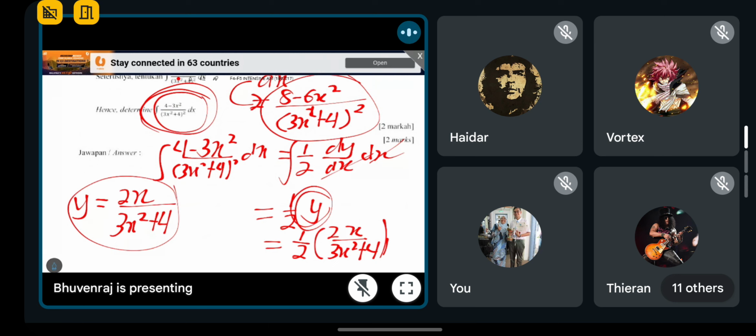So your answer will be x over 3x squared plus 4. Can you all get it, guys? This one? So it's just half of this value. Setengah dari nilai ni. That is your answer. Because of this comparison lah. This one over here, this formula. Okay, guys, do you get the first question? Boleh faham?